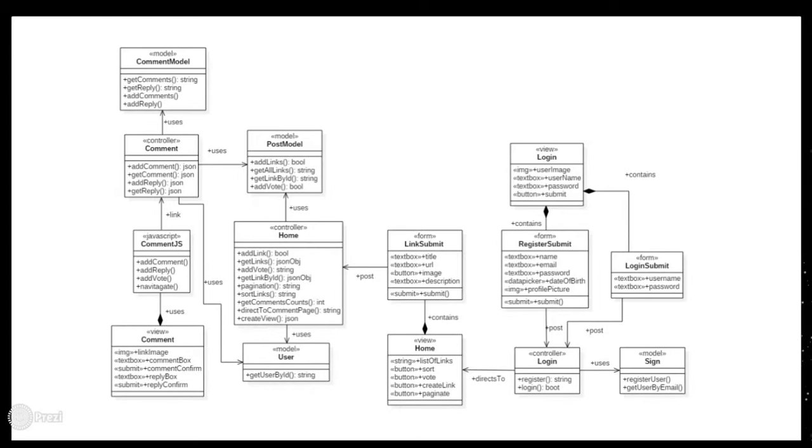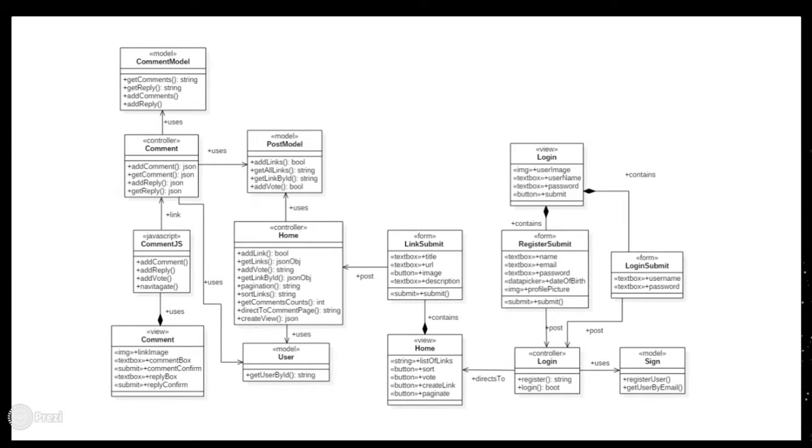Comment view shows the detailed page of a particular link. In comment view, users can comment on a link and reply to a particular comment. So for that view, comment JavaScript has been introduced to the system. All the requests go through that JavaScript using Ajax calls.